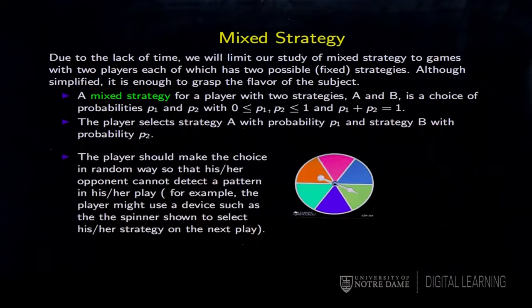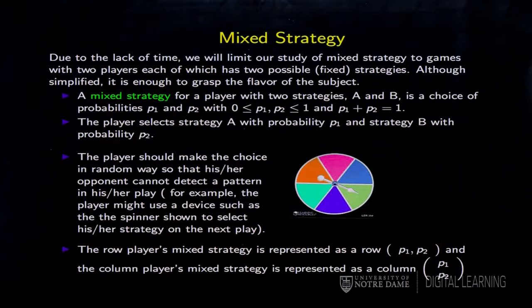And the player should make this choice in a random way so that their opponent cannot detect a pattern in their play, so the opponent doesn't know which strategy they're about to play. So this is in keeping with our assumptions that these are simultaneous move games. So, for example, the player might use a spinner to decide, or perhaps the hands on your watch, to decide which strategy to use for the next play.